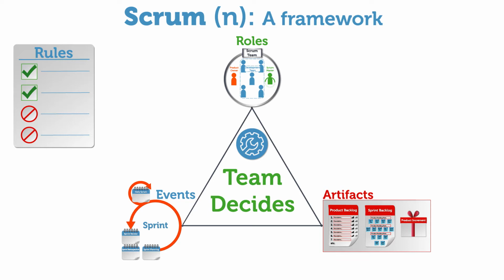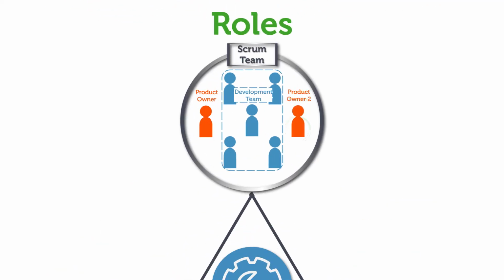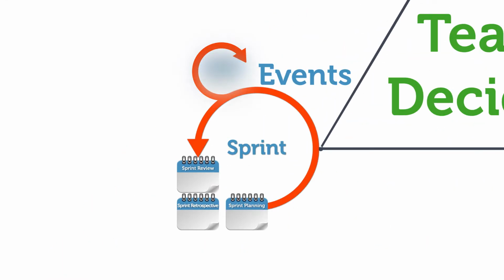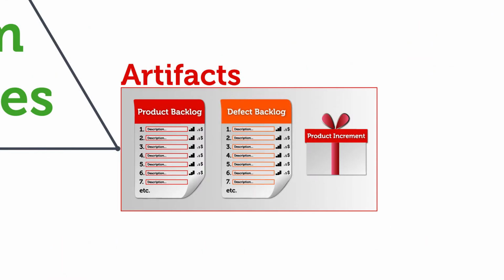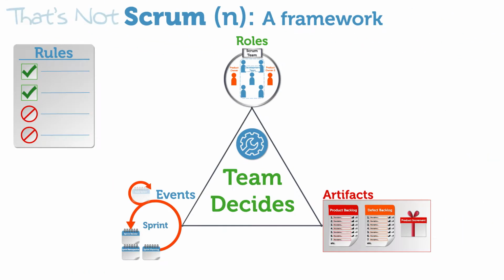If the team or the organization were to decide to remove or alter any of the components or their rules, they are no longer using Scrum. Scrum exists only in its entirety, and each of the core components and their associated rules serves a specific purpose.